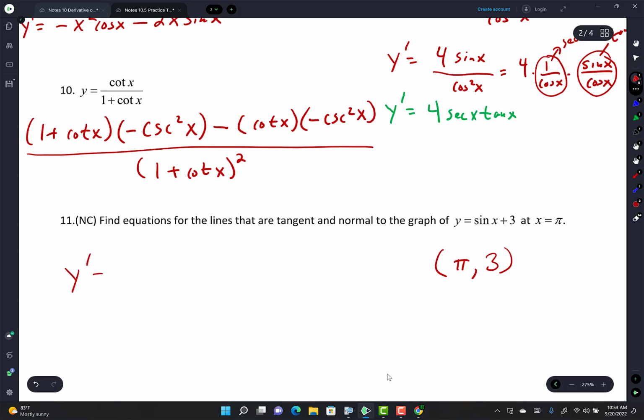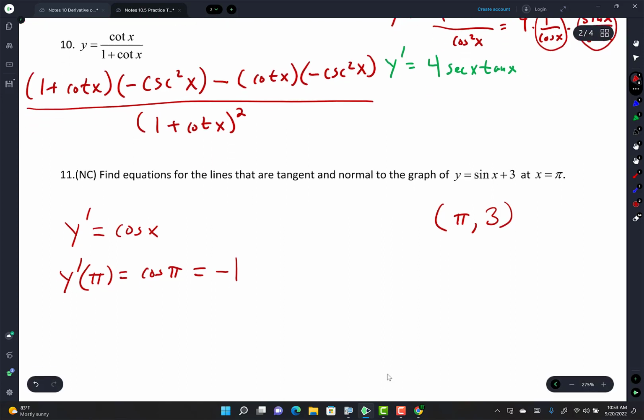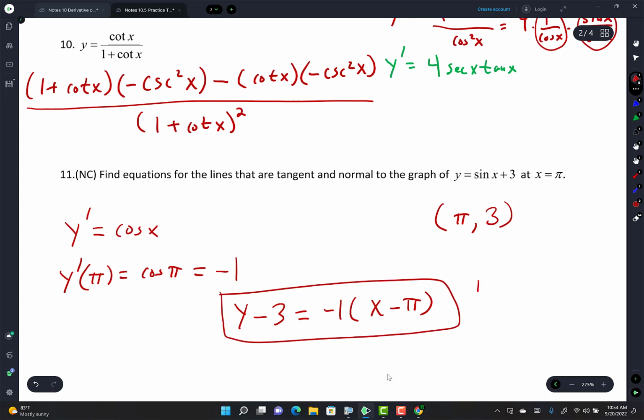Y prime equals, what's the derivative of sine x? Cosine x. So y prime evaluated at pi equals cosine of pi. And cosine of pi is? Negative 1. So here's my tangent line. Y minus 3 equals negative 1 times x minus pi. That's your tangent. And we'll check it right now with Desmos.